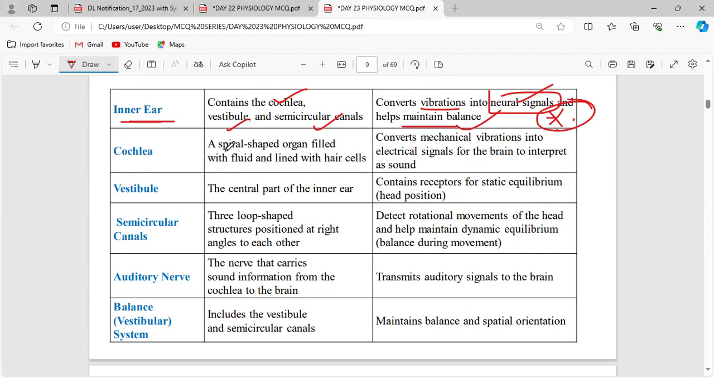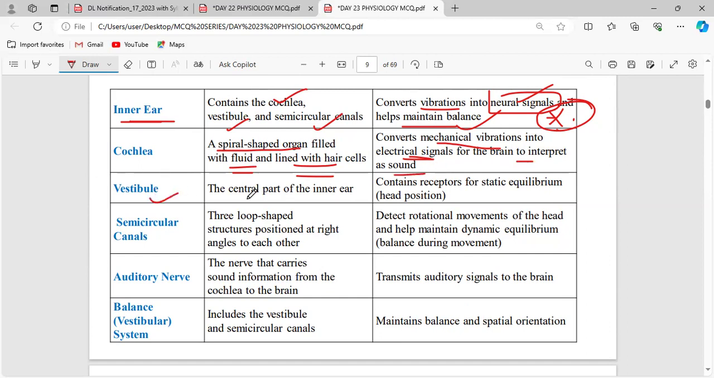Now what is the cochlea? It is a spiral-shaped organ filled with fluid and lined with hair cells. So we know that we have hair in our nose and also in our ear. And what is the function of this hair? Just to trap the dust. Now, this cochlea is the one converting the mechanical vibrations into electrical signals. Only if it is converted into electrical signals can it be transferred from one neuron to another neuron. Finally, it has to reach the brain, okay, to be interpreted as sound.